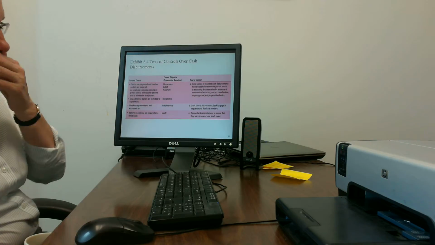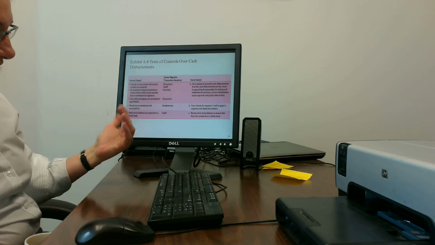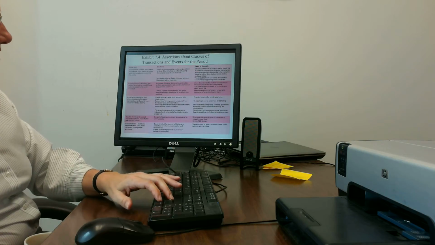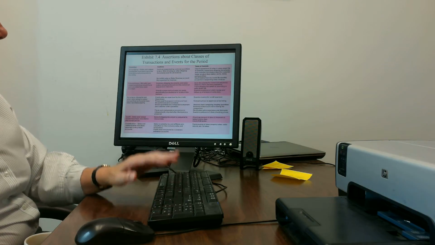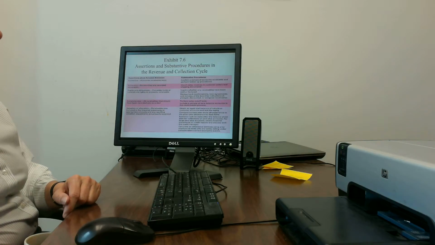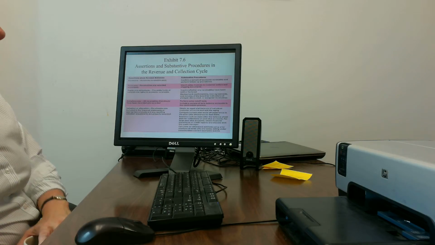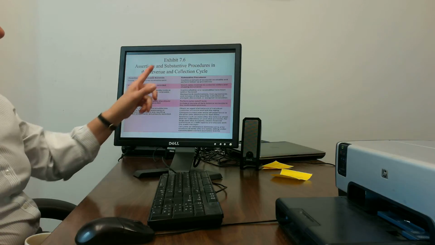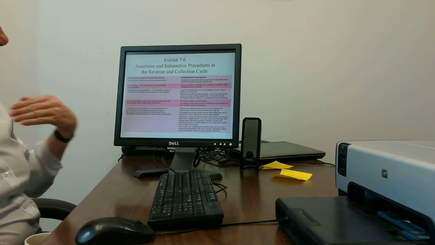Once you've tested the controls, you're going to have some idea, like, oh, they're good, oh, they're bad. Then you'll go ahead and here's some more controls. You can just memorize that stuff. You can go ahead and do substantive procedures. In other words, you're testing the balance.